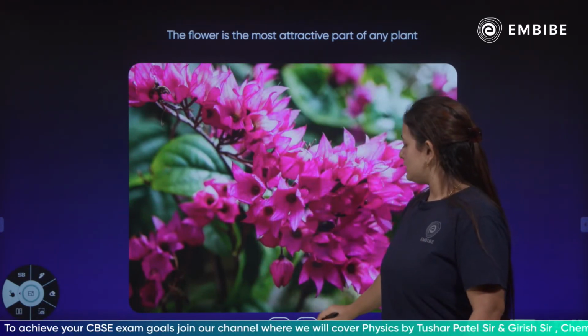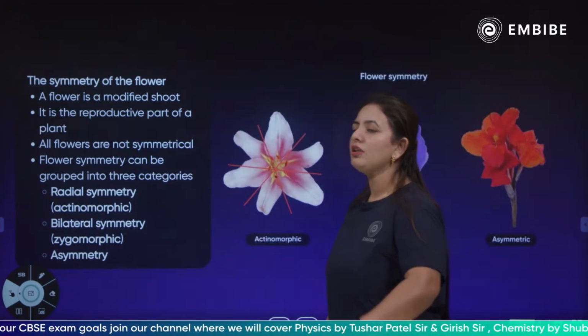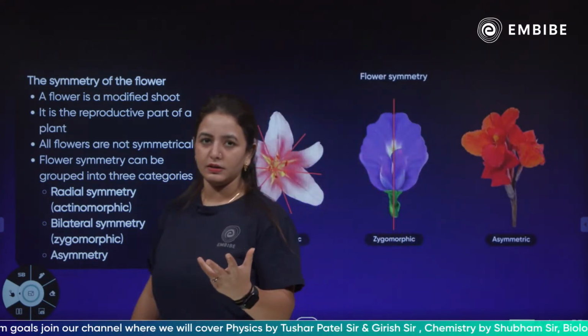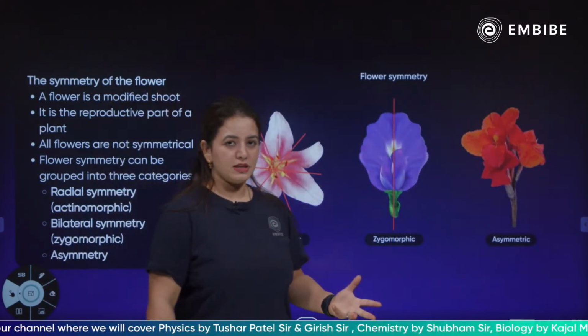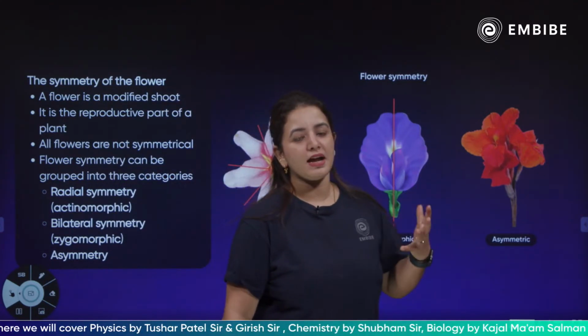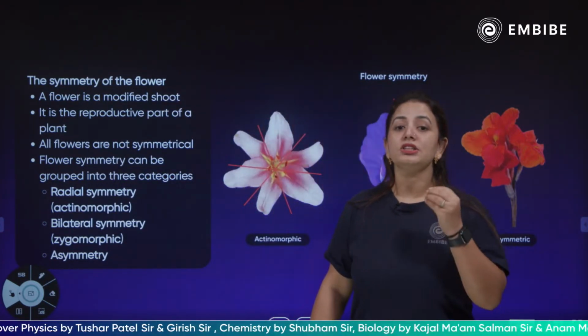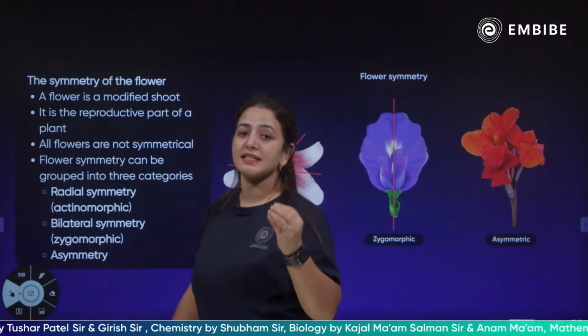Okay, next children, on the basis of symmetry of a flower, what kind of symmetry it possesses. We have identified that flowers have three types of symmetry existing.